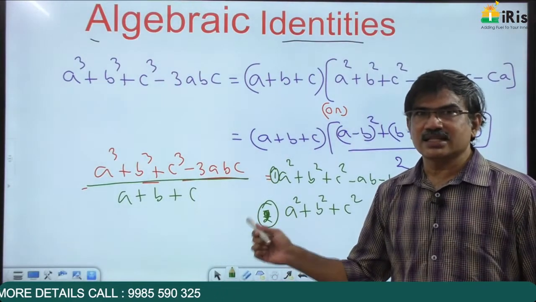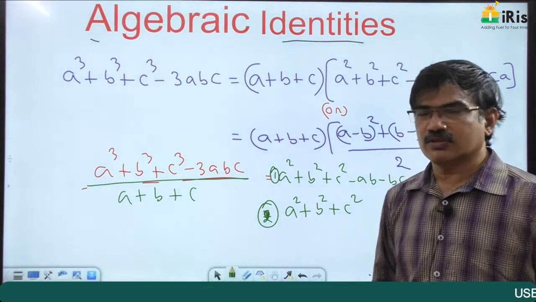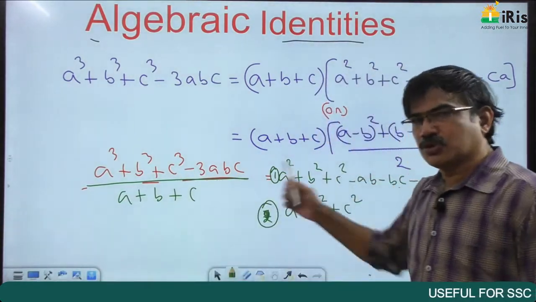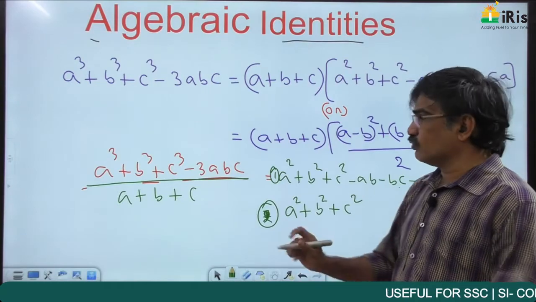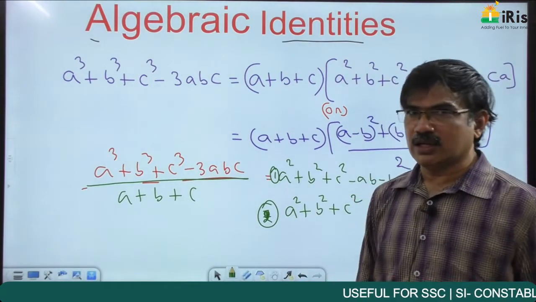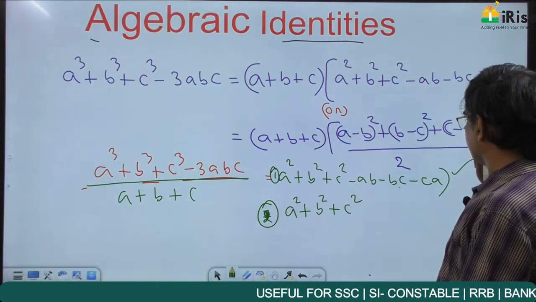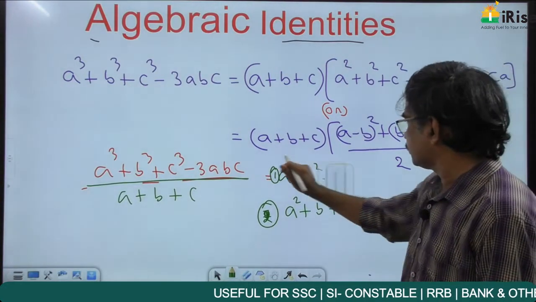So the identity is satisfied by any set of values of the variables. You can put A, B, C as different values and substitute in the options. We can get the answers without knowing the formulae also. And these two formulae are most important. Okay. Next.